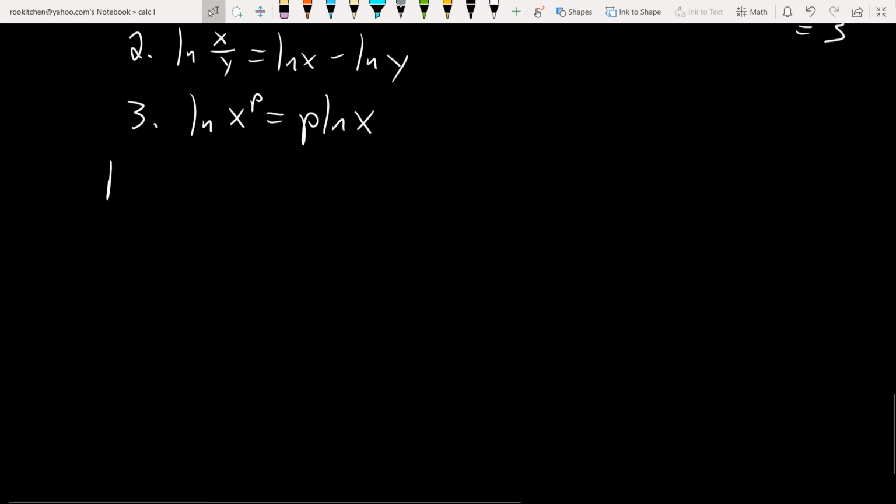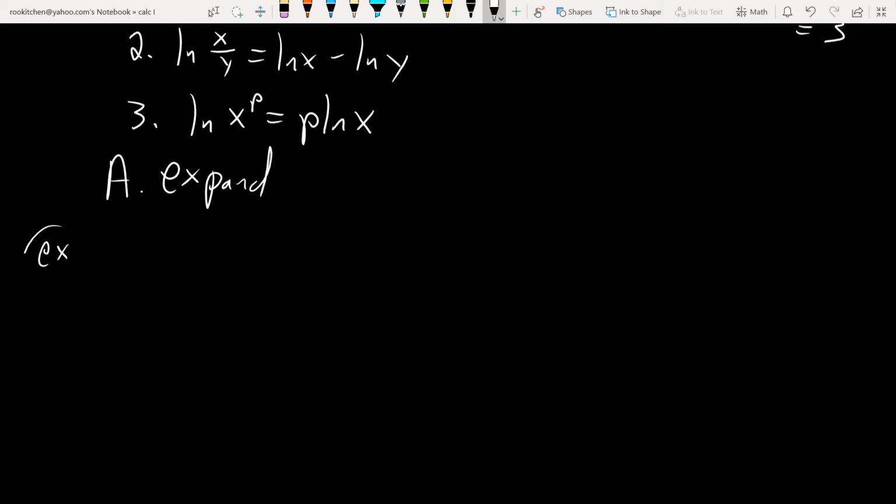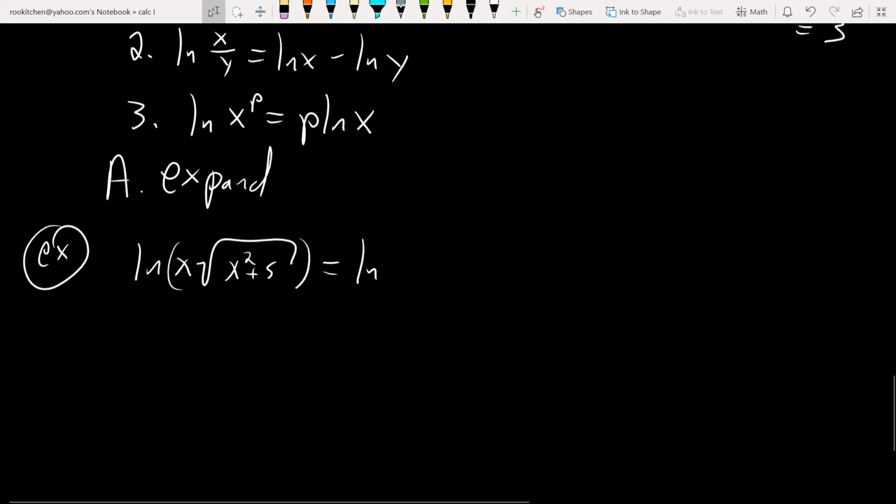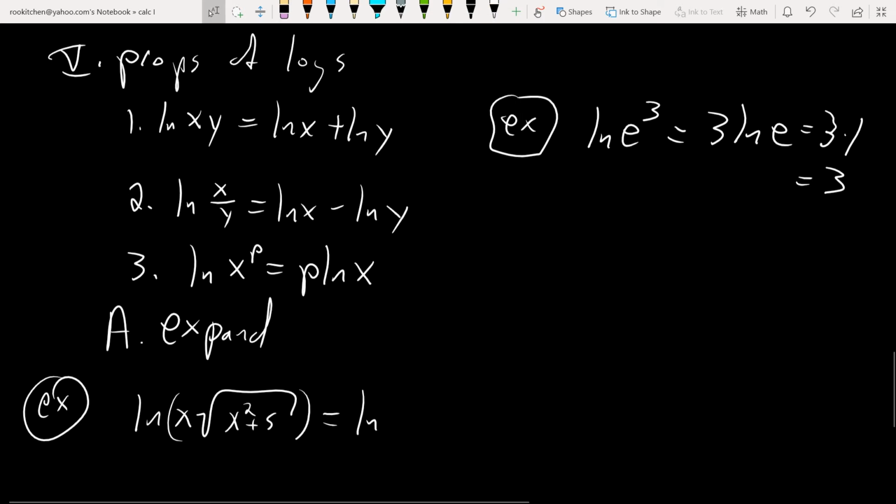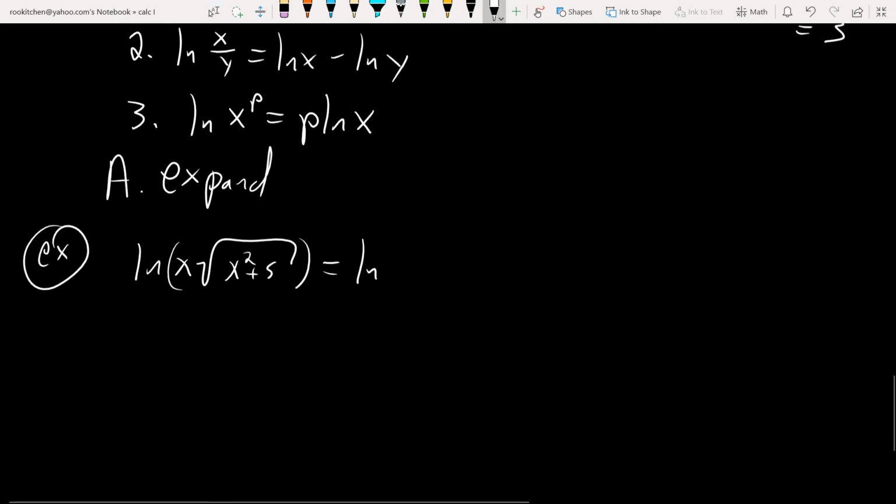Okay, so in college algebra and pre-calculus, you learn how to expand and condense these things. We'll want to do that for the homework. So an example, ln of x times the square root of x squared plus 5. Okay, so expand. First I'm going to do the first law or property, which maybe they call the product rule for logarithms. So ln of x plus ln of the square root of x squared plus 5, but I want to write the square root as a fractional exponent.